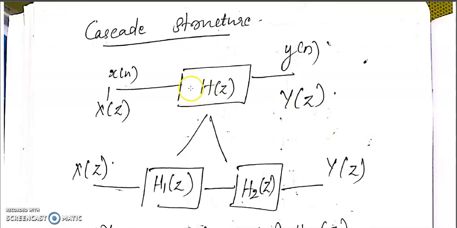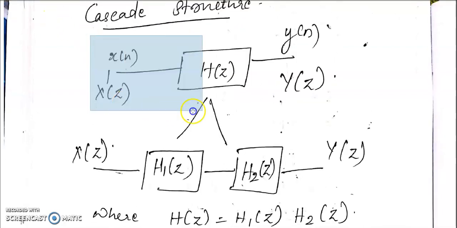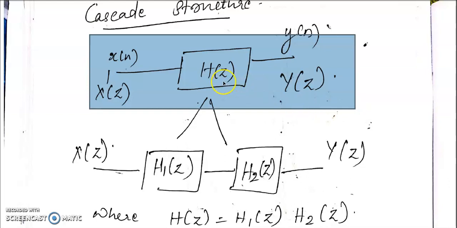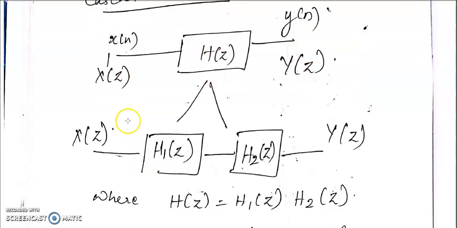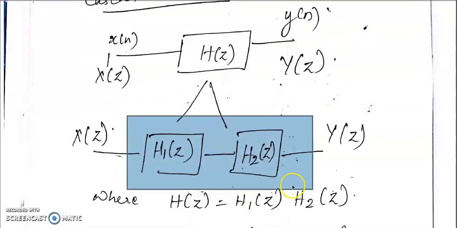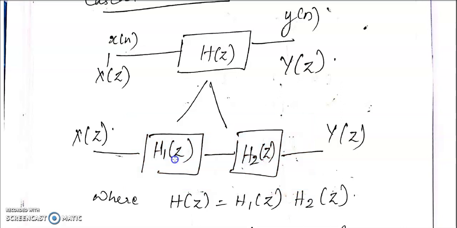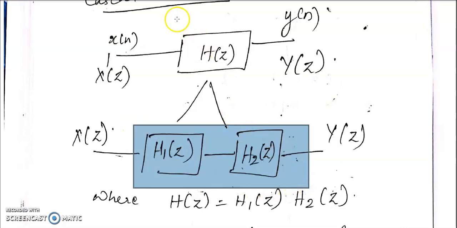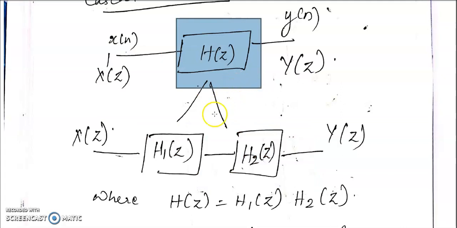Let's check an example here. A system is explained with the transfer function H of z. We can realize this transfer function by cascading two different systems whose transfer functions are H1 of z and H2 of z. These systems are IIR systems. H1 of z and H2 of z represent the transfer functions of different IIR systems. By cascading these two systems, we get the transfer function H of z.